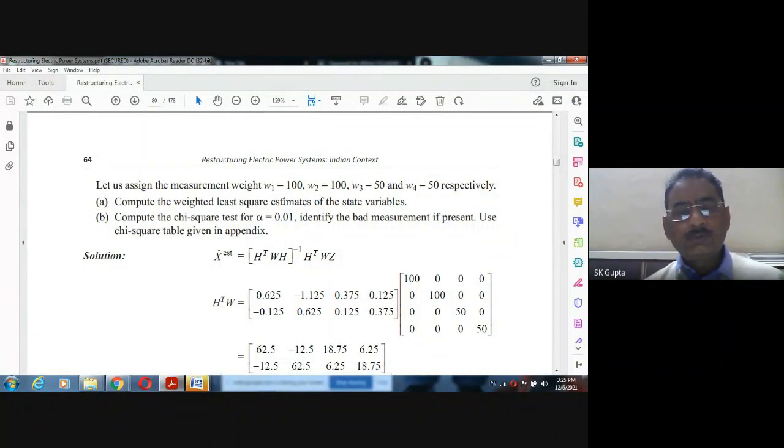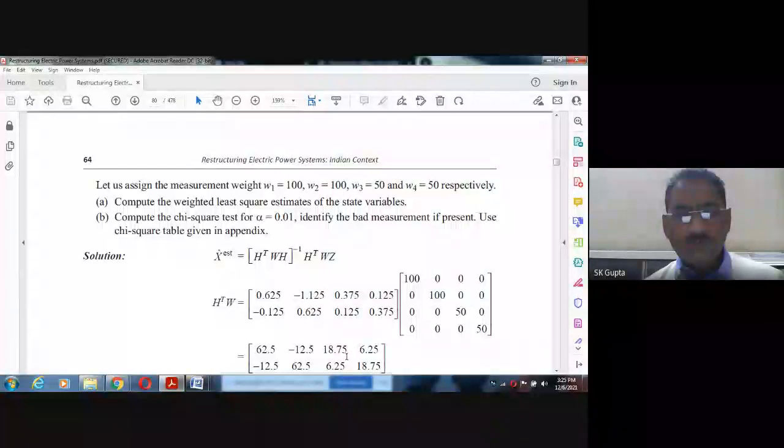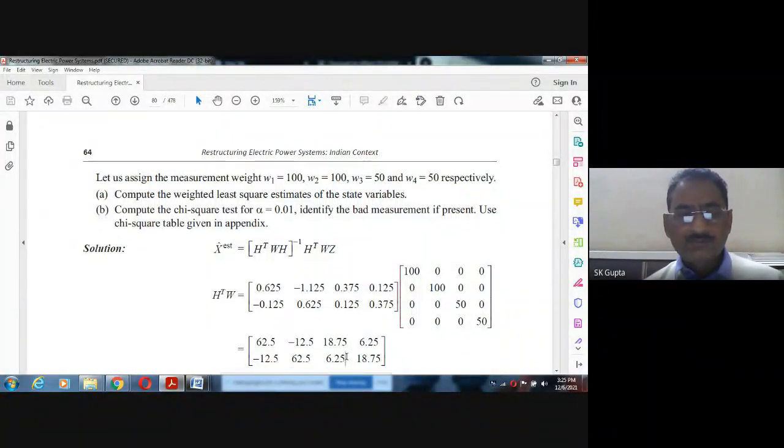W, it is given that you measure W1, W2, W3, W4. W1, W2 100, W3, W4 50. तो ये आपने मेजर कर लिया. Then multiply H transpose W, then again multiply H. It is G. Then G inverse. Take the inverse. So H transpose W. This is the H. You know what is H? Multiply by W. This is H. This is W. So multiply this. You will get this matrix.